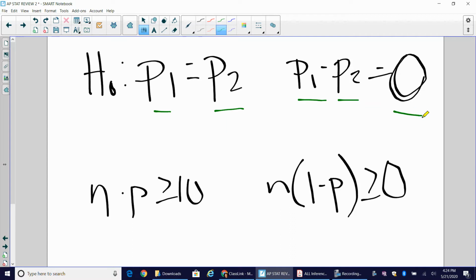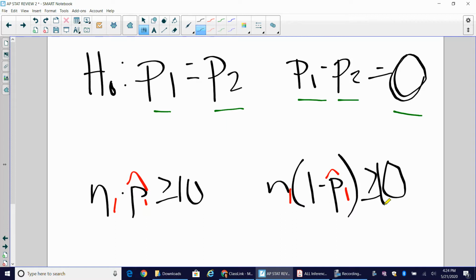Okay, so this is why on a two-sample significance test, your checks are actually that n1 times the sample p hat from your first sample, your sample proportion, is greater than or equal to 10, and n1 times 1 minus p hat from your first sample is greater than or equal to 10. Sorry, that should be a 10.